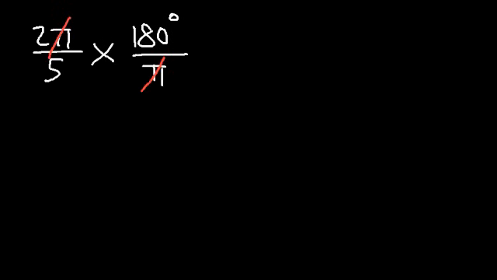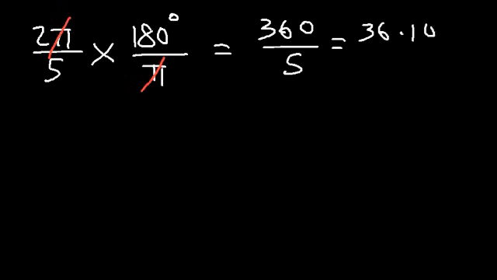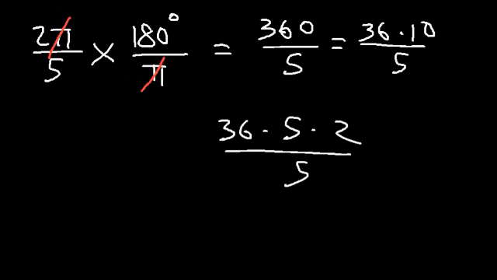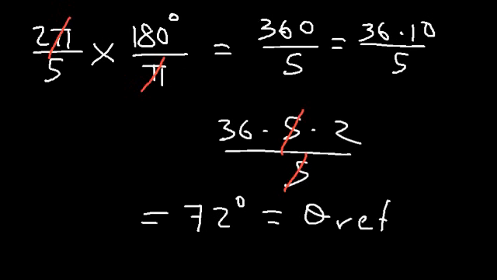So 2 times 180, that's 360, divided by 5. 360 is basically 36 times 10. And 10 is 5 times 2. So we can cancel a 5, and 36 times 2 is 72. So this is 72 degrees. Because this angle is in quadrant 1, it's also equal to the reference angle. So therefore, in radians, 2 pi over 5 is the reference angle because it's between 0 and 90.